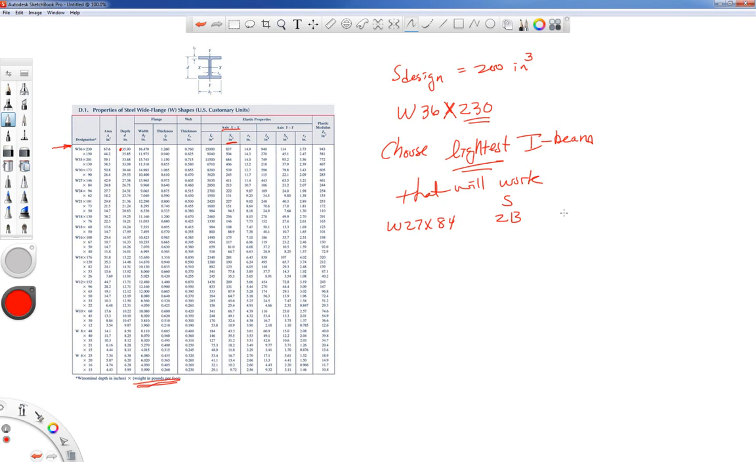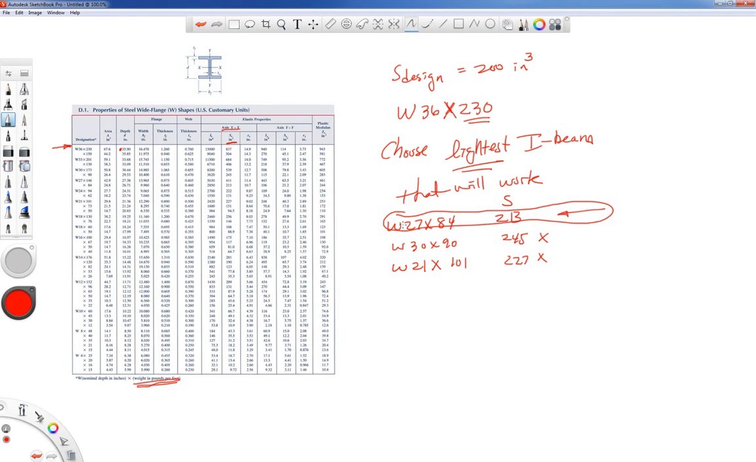All right. So from all the possibilities in that table, this one looks like it's the best one, W27 by 84. Let's just write down a couple of other ones that are close. The W30 by 90 has 245. That will not work for us. W21 by 101 has 227. It works for the S, but it's too heavy. So in this case, this would be the one that we would choose, since it's the lightest that still meets that designation. All right, give those homework problems a try.